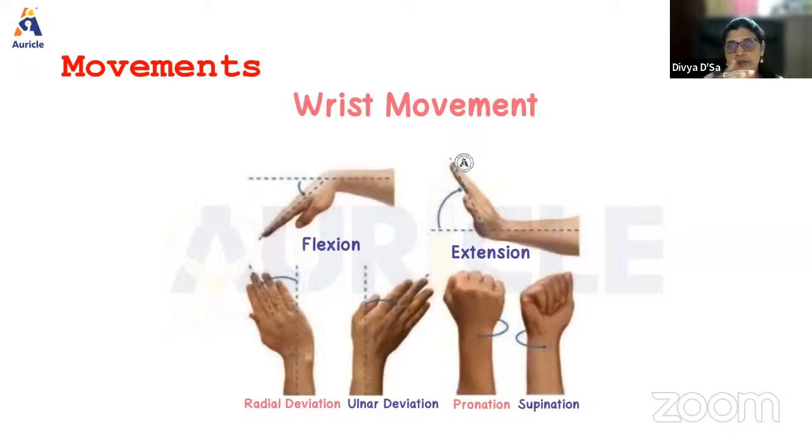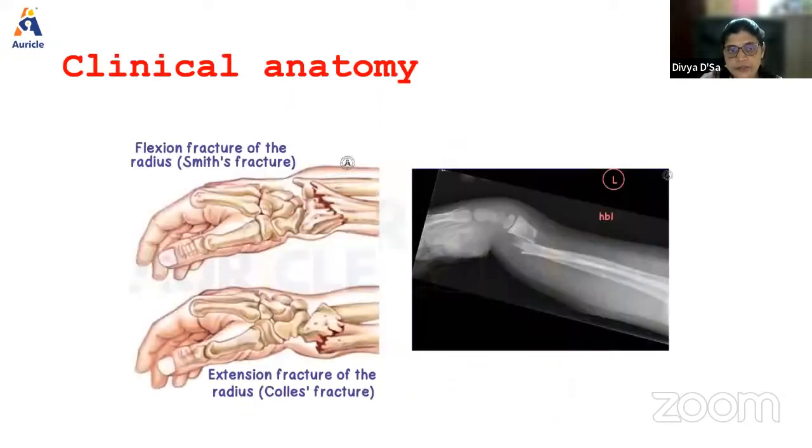Basically, the wrist joint movements: we can flex and we can extend. When we deviate medially, we call it ulnar deviation, and lateral deviation we call radial deviation. And pronation and supination. Those are the movements taking place at the wrist joint.